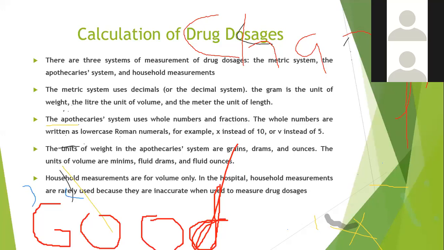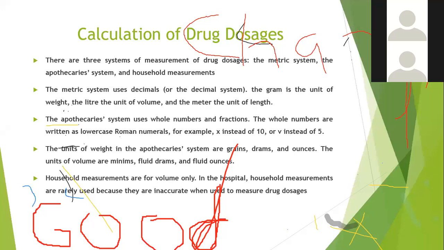And the household measurements are the ones we use in our houses. They are usually not accurate, and that is why you don't usually use them in the hospital. However, you have to use them when you are discharging your patients home.